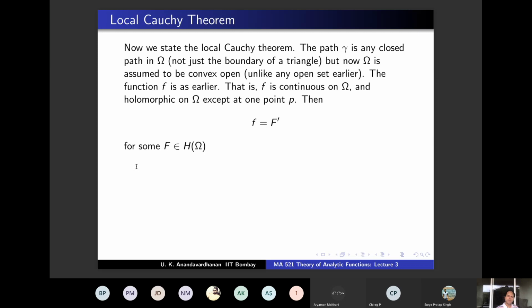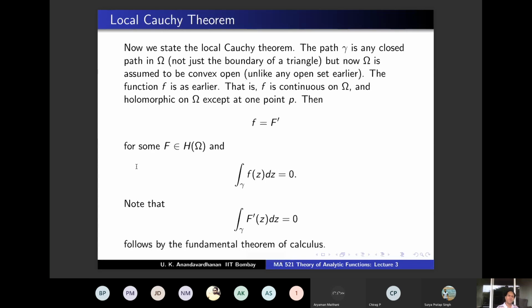If you have this, then of course it follows that the integral of f(z) dz is 0. Because if f is capital F prime, then the integral over gamma of f(z) dz is the integral over gamma of F prime(z) dz. But the integral of F prime is 0 by the fundamental theorem of calculus. Just parameterize using an interval and see what that integral is. One variable calculus will tell you that it is 0. So you just need to show that there is a capital F whose derivative is this f. That's all that you need to show.